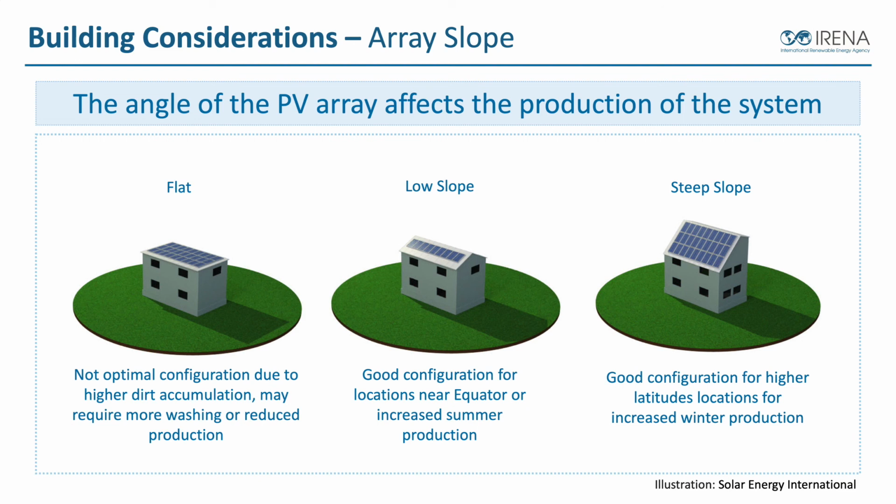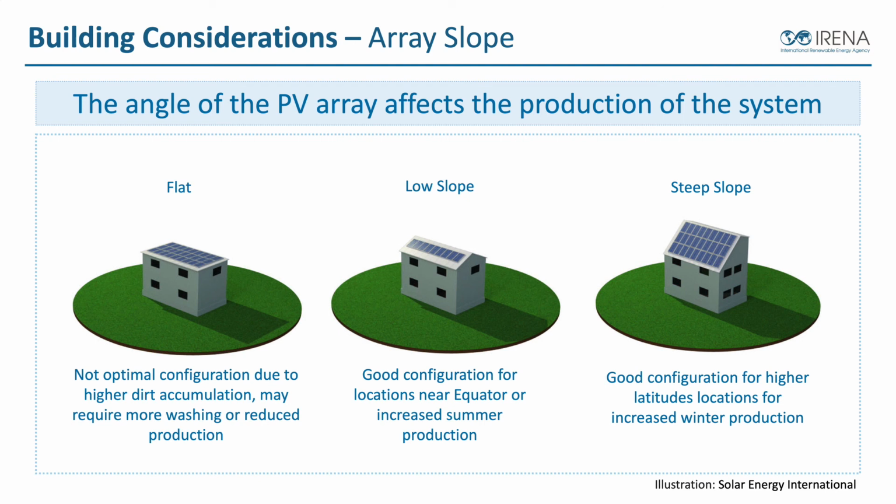If I'm near the equator and I have a flat roof, I would rather put the array 5 or 10 degrees, really in any direction, just to get dirt and dust to move off of it a little bit easier. Now, a low slope array, something that's a fairly low angle, is a good configuration for locations near the equator. Or if you're further from the equator, we can have increased summer production. The low angle means when the sun's higher overhead during the summer months, we get a greater summertime production.